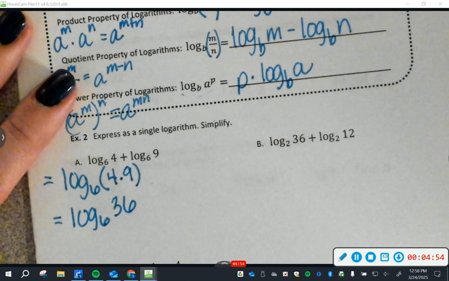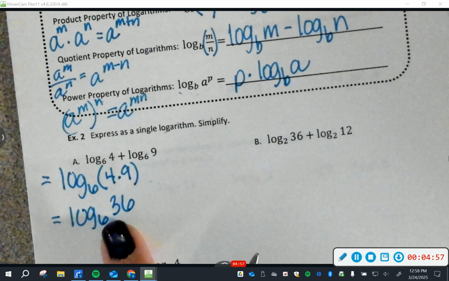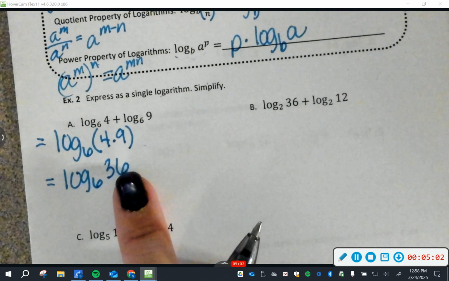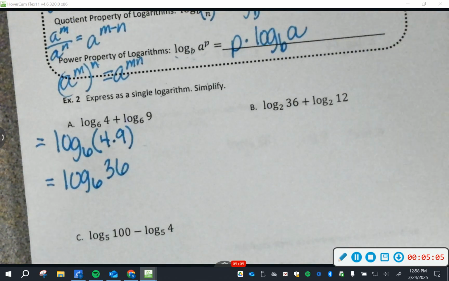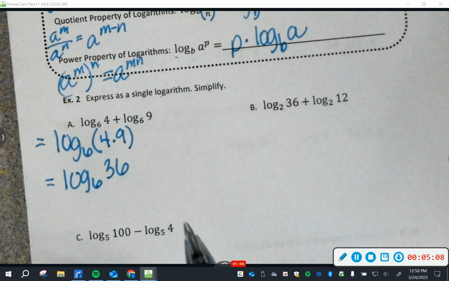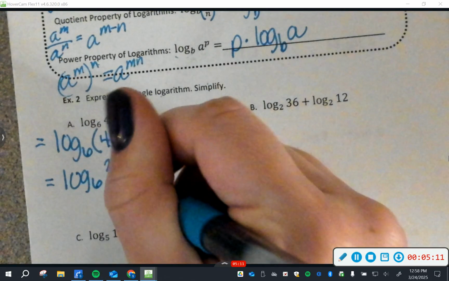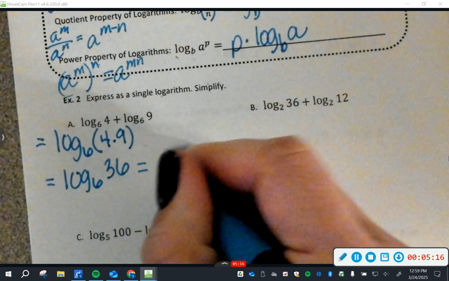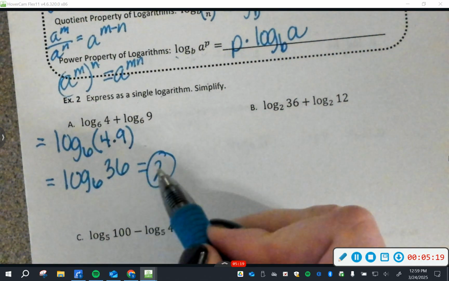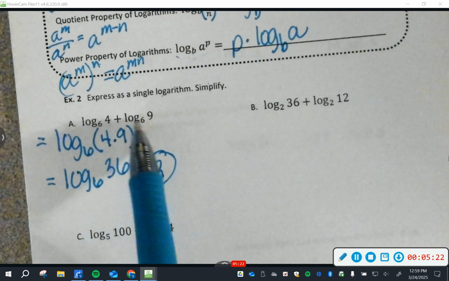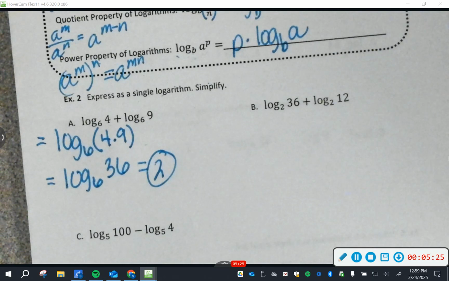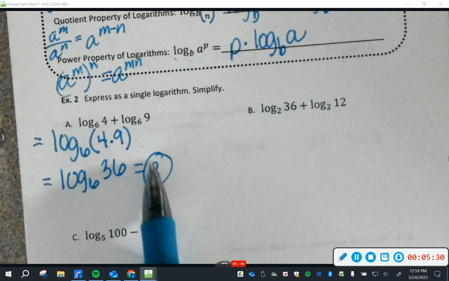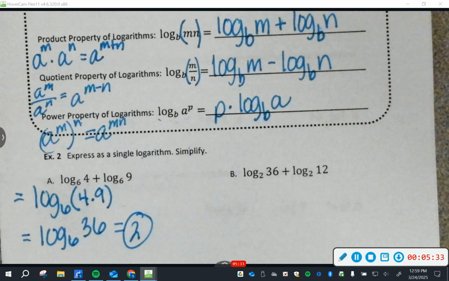Now, does this have an answer? 6 to what power makes 36? Well, 6 times 6 is 36, but 6 to what exponent gives you 36? Because remember, logs equal the exponent. So this is asking us, what's the exponent here? 2. Yeah. Because 6 to the second power is 36. So this expression just equaled 2. Okay? Which we never would have been able to do if we hadn't used this property.